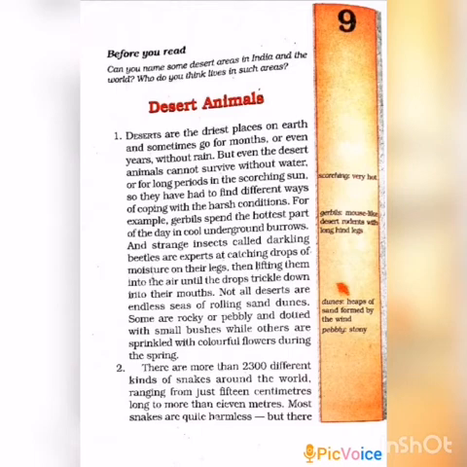But even desert animals cannot survive without water for long periods in the scorching sun. So they have to find different ways of coping with the harsh conditions. Without water nobody can live, that we know. So we can learn what different ways they adopt in this situation. For example, gerbils spend the hottest part of the day in cool undergrowth burrows, and strange insects called darkling beetles are expert at catching drops of moisture on their legs.